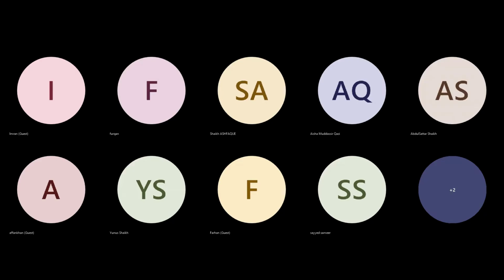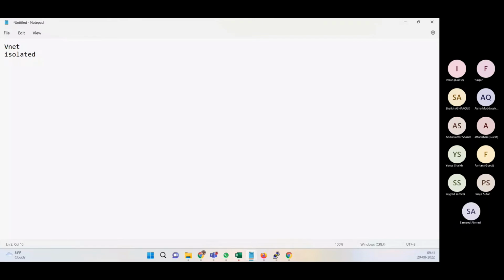Virtual networks are isolated from each other, right? From each other, they are isolated. And what else we saw, that for the IP range we can provide any RFC 1918. What is RFC 1918? RFC 1918 is nothing but private IPs. So there's another technical name for private IPs, which we call RFC 1918, right?